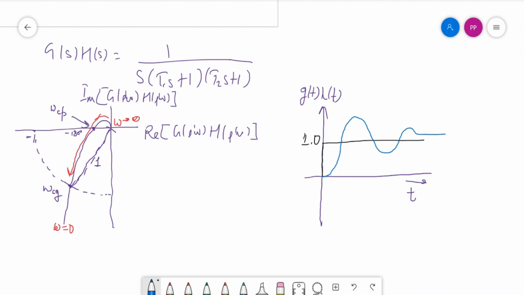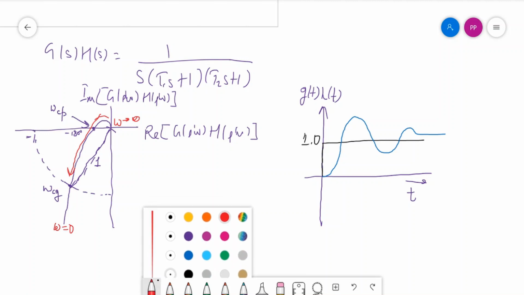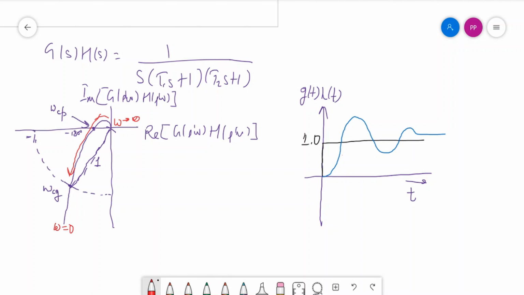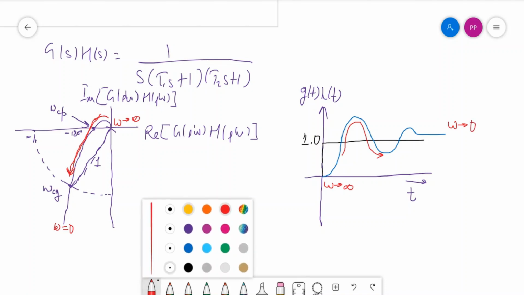Maybe like this. So in that case, we have to see that the direction of the flow in time is like this, and the same direction I can see in the frequency domain as this. So here I have omega tends to infinity, and here I have omega tends to 0. So you can correlate these two frequencies, how they are connected to each other.